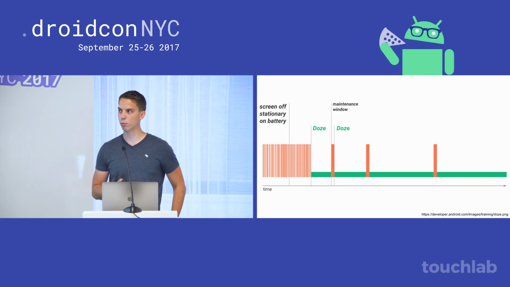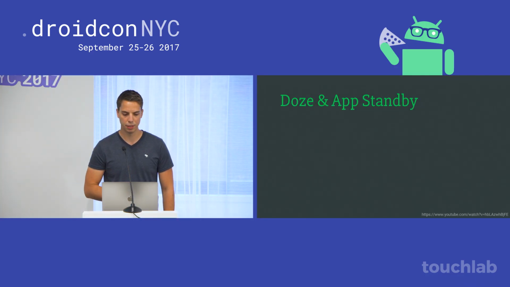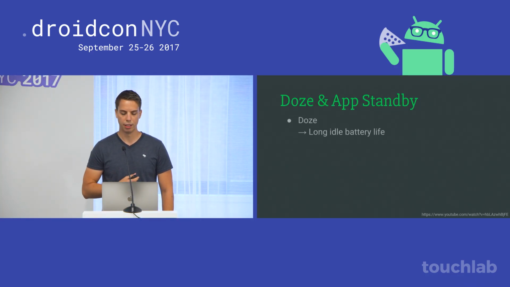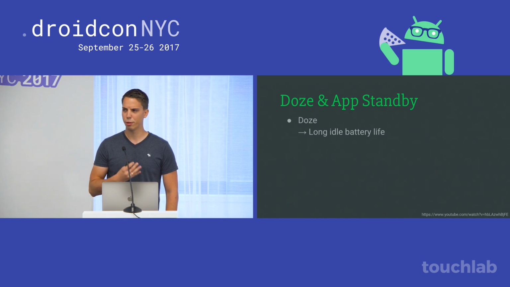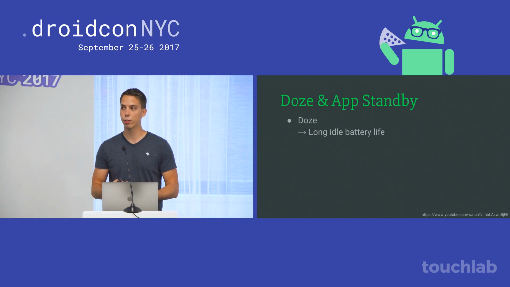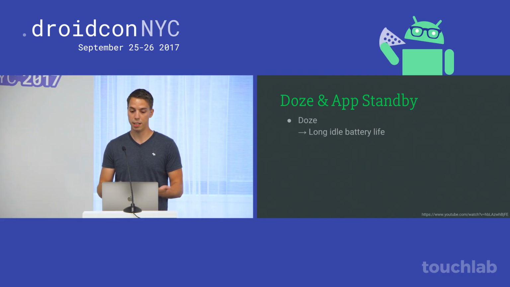So the Doze mode was introduced with Android Marshmallow, and it was really about the long idle battery life. And one really typical use case, for example, is the tablet. If you use your tablet in the evening, then the next morning you leave, and for the whole day you are not using the device. And of course, it shouldn't waste any battery during that time.